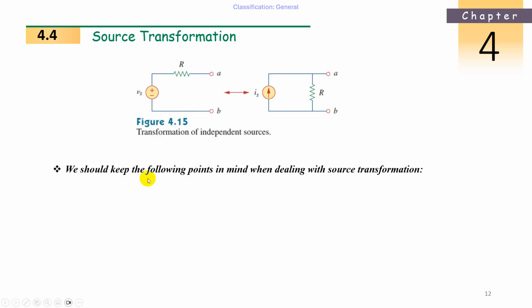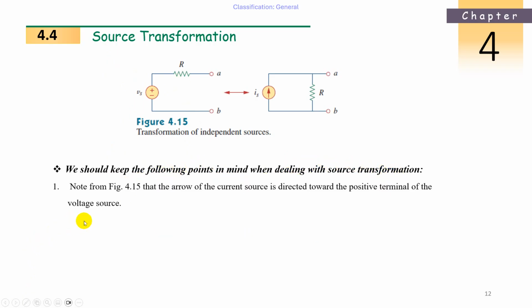Now see, we should keep the following points in mind when dealing with source transformation. What are the 2 points? First, the arrow of the current source is directed towards the positive terminal of the voltage source. Here plus minus is like this: plus is up and minus is down. Then when you transform it, the current should be upward because plus is on the top. Now if plus minus is reversed, with plus down and minus up, then the current direction should be downward. This you have to keep in mind.